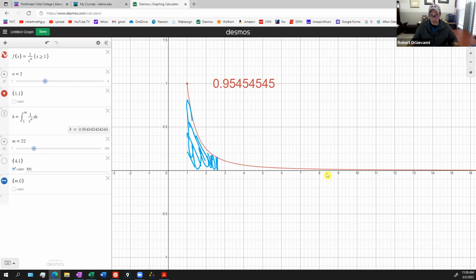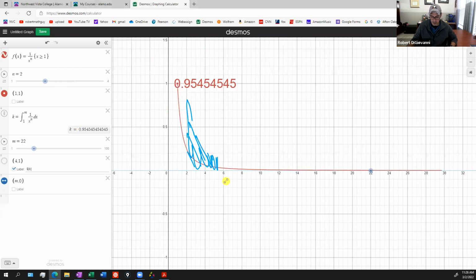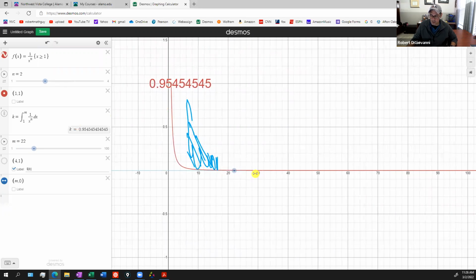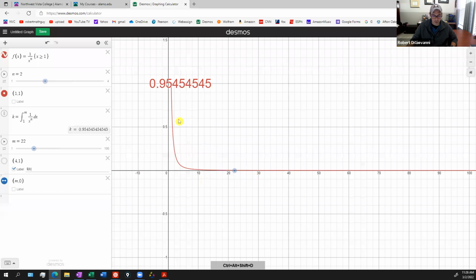0.94. Okay, I'm off screen, so let me shrink this down. I'm going to make this really small. I'm going to go out to 100. So if I start dragging this to the right, just keep your eye on that number there. 0.97, 0.98, 0.99. Let me go further.